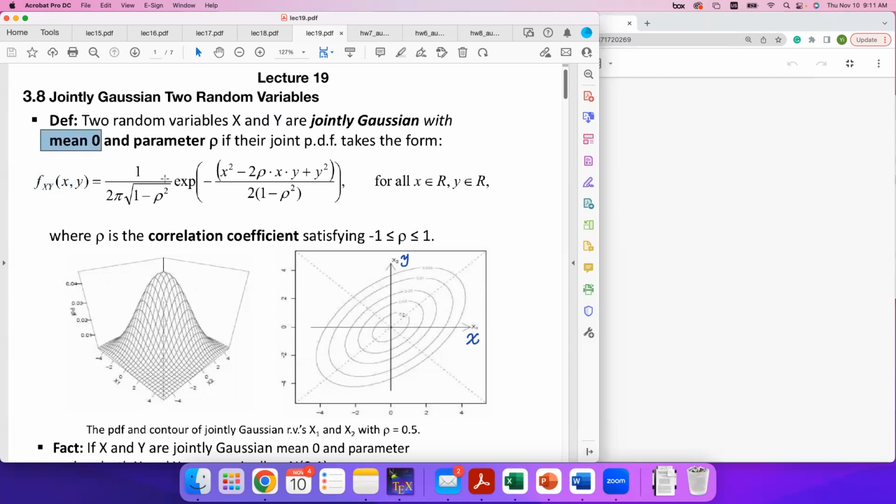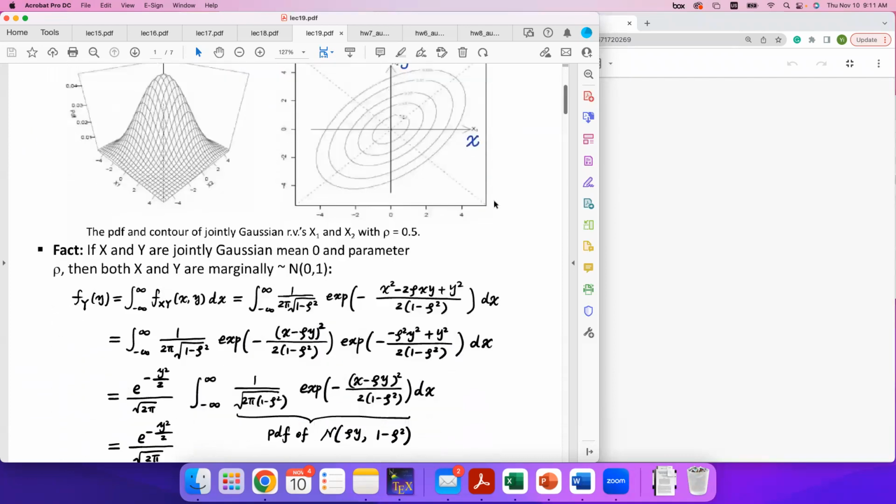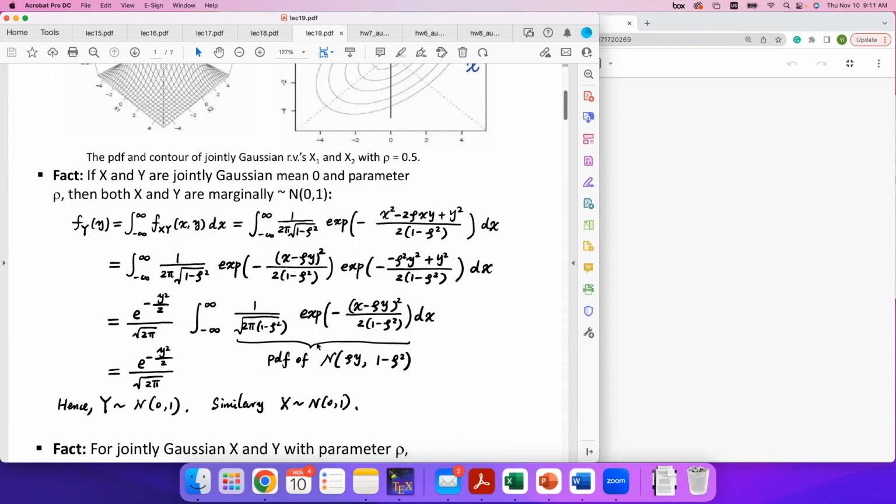This is a standard form of joint Gaussian random variables with zero mean. And this parameter rho corresponds to the correlation coefficient. You can compute this correlation coefficient by following the definition using this joint PDF, and you can check that this rho is indeed the correlation coefficient. Moreover, if we marginalize this joint PDF, both of these marginalized PDFs, the PDF of Y and the PDF of X, follow a standard normal distribution.